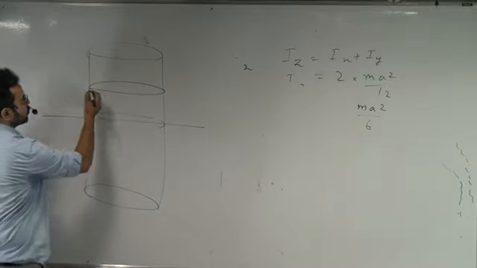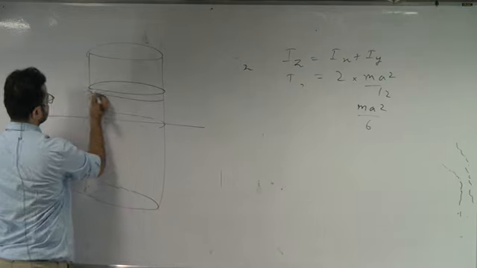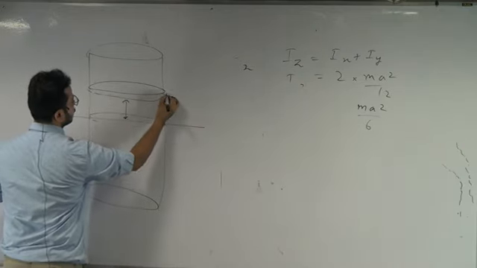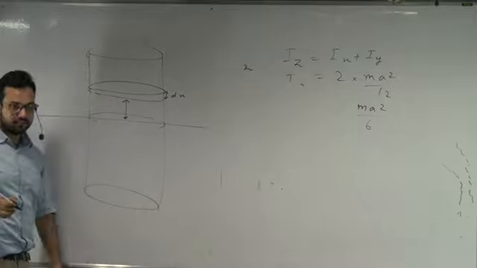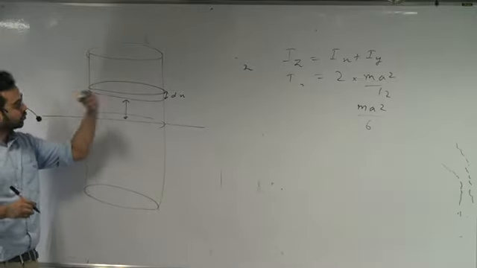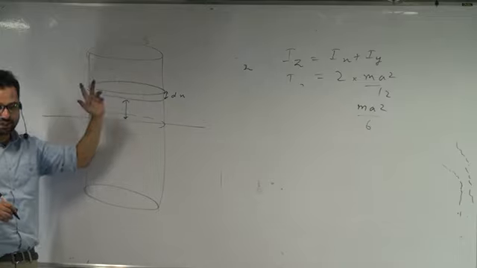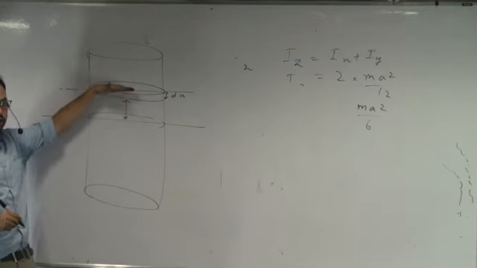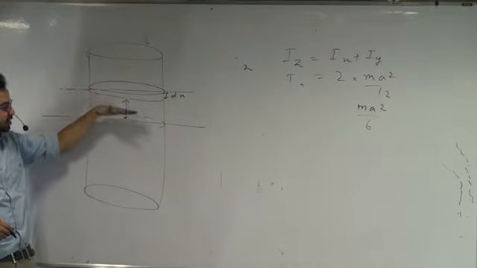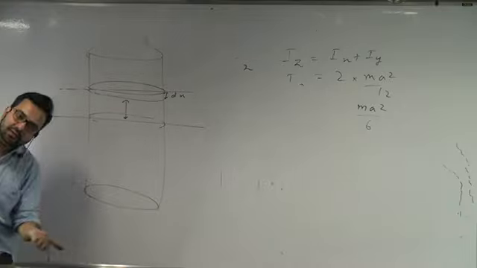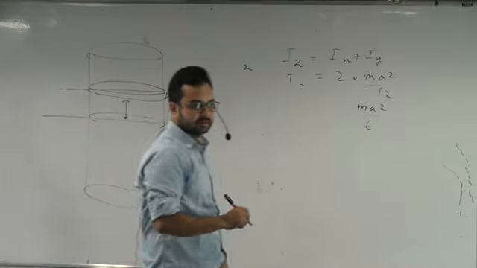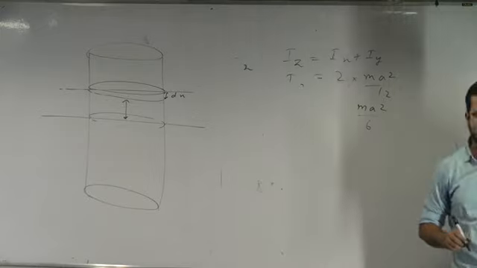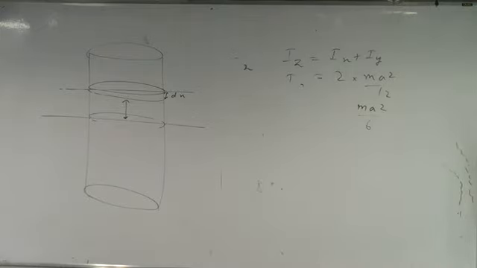So if you choose a ring of thickness dx at distance x, you can find its mass, and you can find its moment of inertia. About which axis? You can find the moment of inertia about this axis. Then using the parallel axis theorem, you can find the moment of inertia about this axis. Then you can integrate. Okay, so it's not so straightforward, but obviously it's doable. Clear? Any problem? Okay.